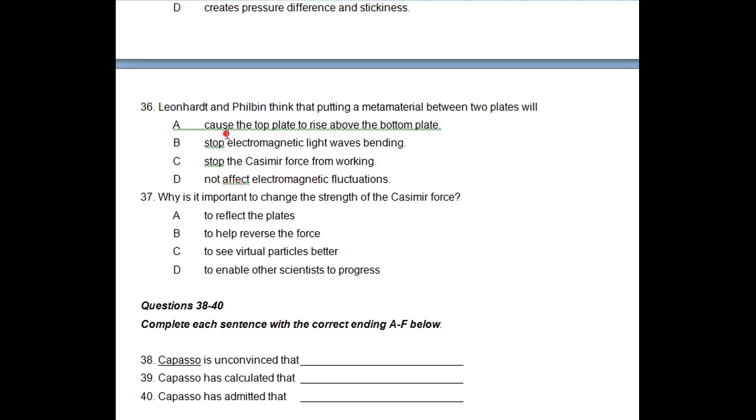And in the end, we read causes the top plate to rise above the bottom plate. That means upper levitation, right? So A is the correct answer, right? You can check it again.